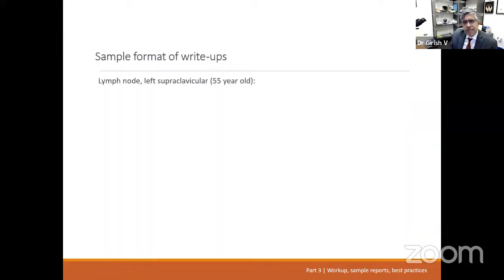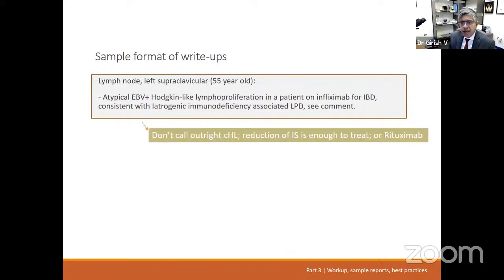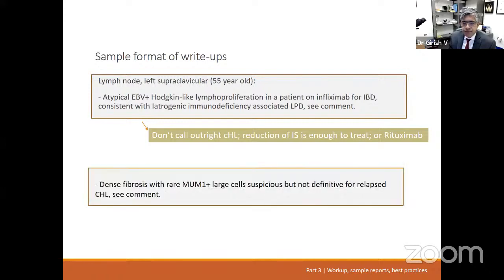And some more here where there's a 55-year-old male who has had IBD, and he was on infliximab, and he developed a Hodgkin-like proliferation at the site of the stoma. So this is an iatrogenic immunodeficiency-associated LPD, and phenotypically, it looks exactly like Hodgkin lymphoma. So never call directly as Hodgkin lymphoma in such settings, because they can just treat with reduction of immunosuppression, or they can give rituximab for that matter to get rid of the EBV.